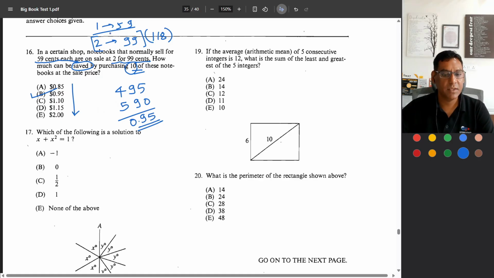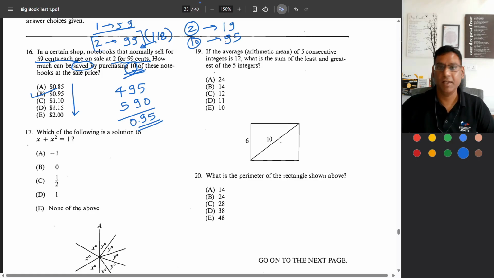Let's do another way of doing this. For every two notebooks, how much am I saving? I am saving 19 cents, correct? Because individually it's 118, and if I buy in a set of two, I get it for 99. So for every two, I save 19. So for 10, multiply by 5 again, I get 95. That's another way of doing it. We did two ways and got the same number, so that means we are correct.